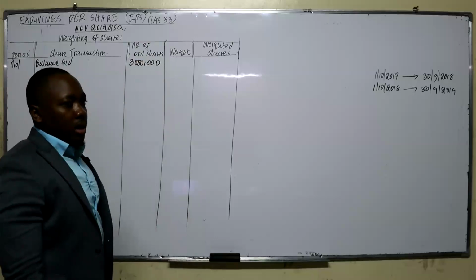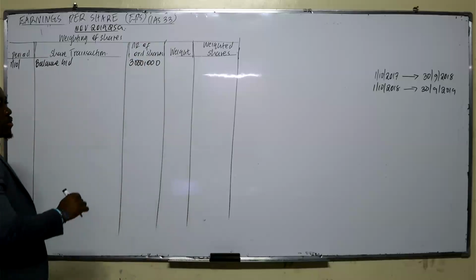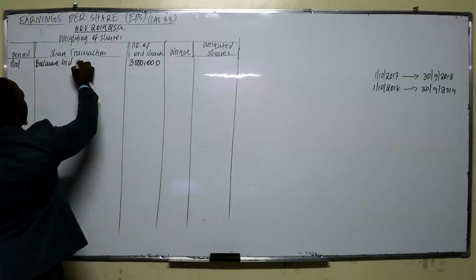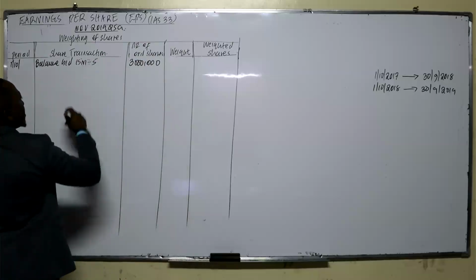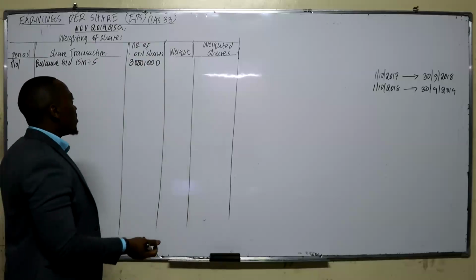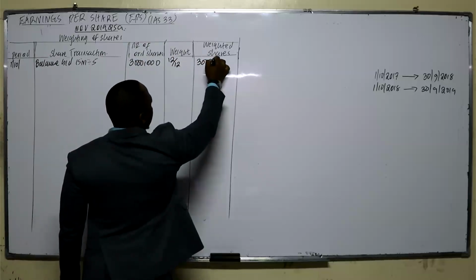3. You see that we don't weight the share capital. We weight the number of shares. You are given the share capital, 15 million shillings, with a par value of how much? 5. So that means they had 3 million shares. Then you weight 12 over 12. You have 3 million.